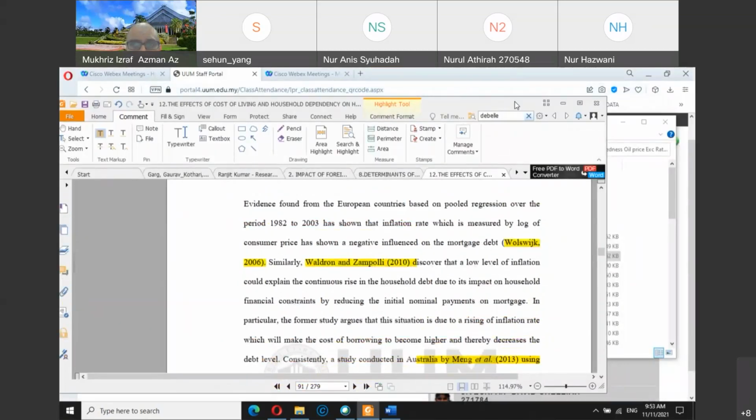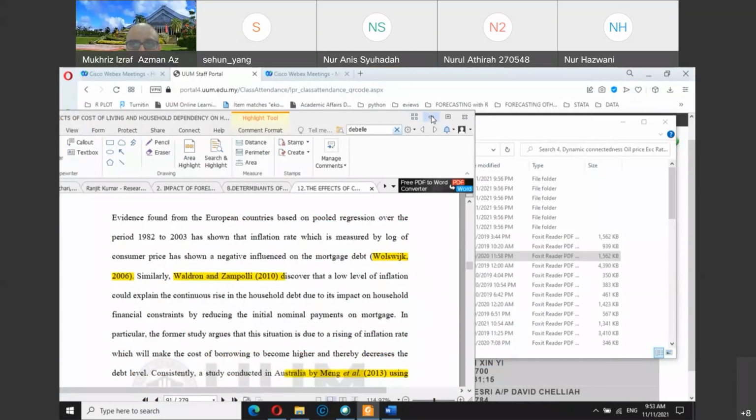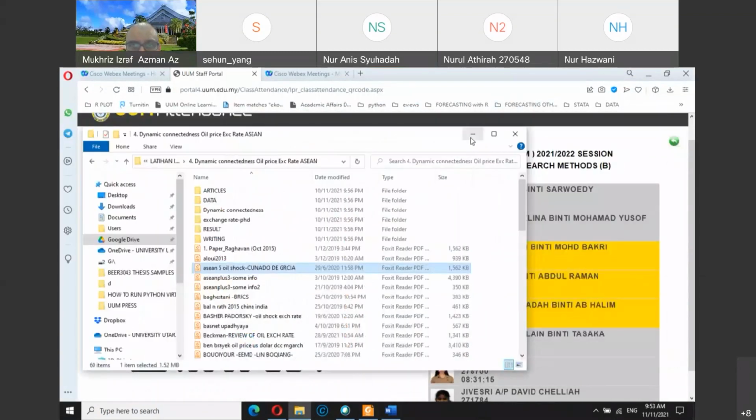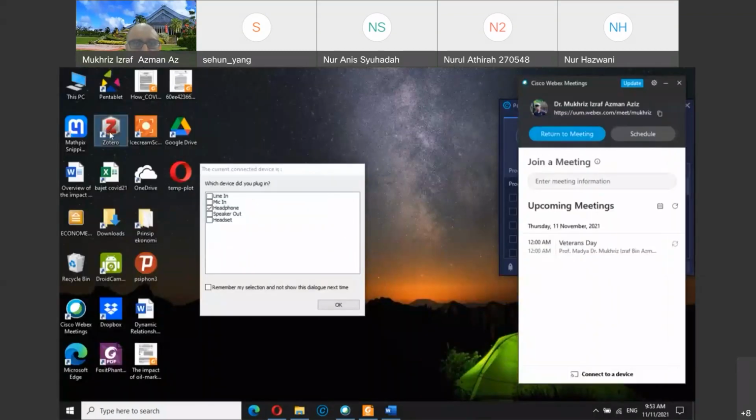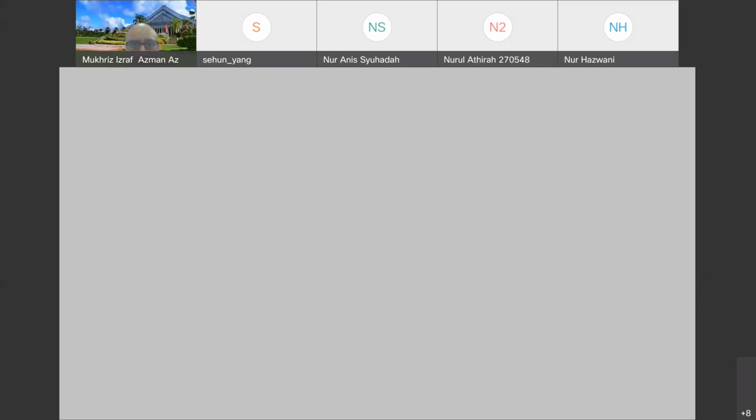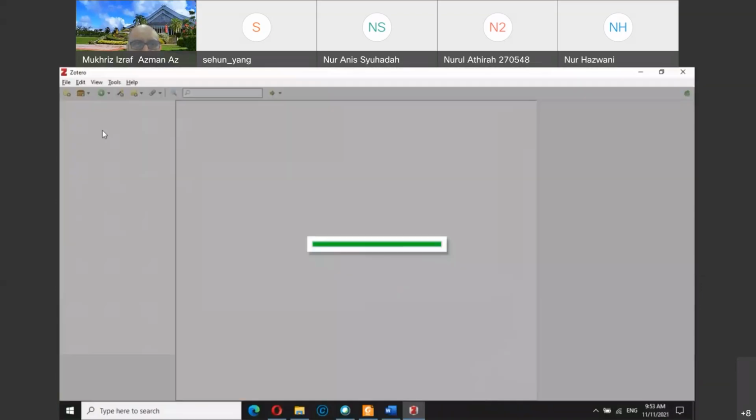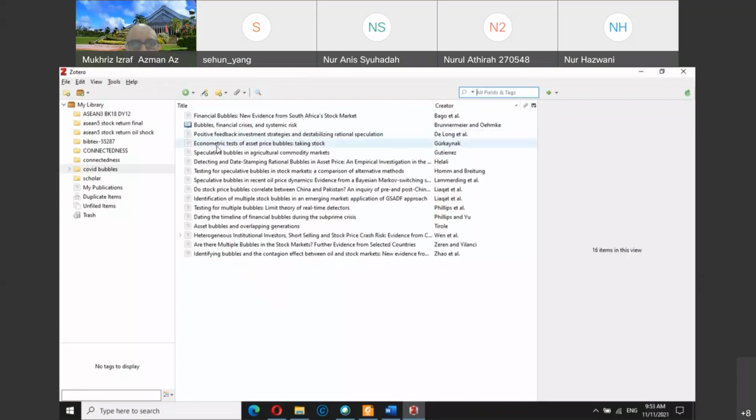Reference manager means the articles that you download from the internet, from Google Scholar, you can use those. The one that I'm using is usually Zotero. Zotero is a reference manager where you can put the articles, the references that you want to use, into a free software called Zotero. You can download this online, for free. So this is my go-to reference manager.